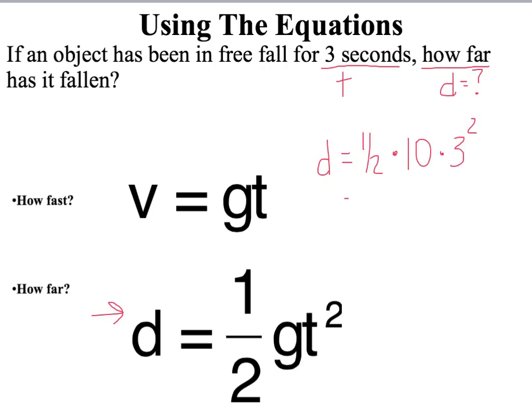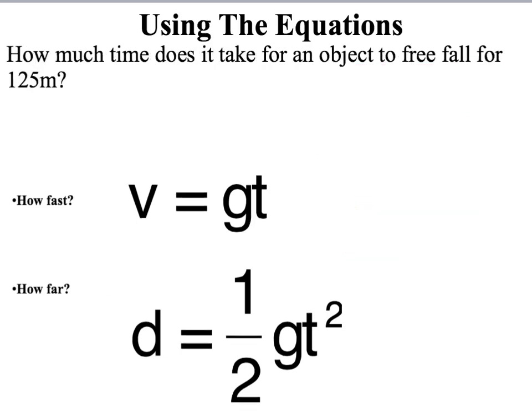I'm going to do two things at once. I'm going to multiply this 1/2 and the 10 to make that 5. And then I'm going to square that 3 to make it 9. And then this gives us a distance of 45. Now the units for distance are going to be meters, so don't forget to put your units.